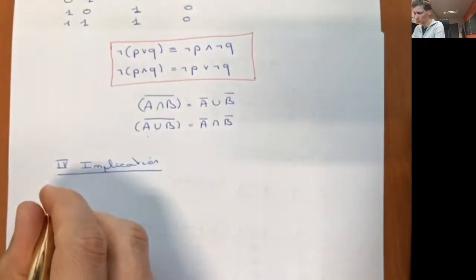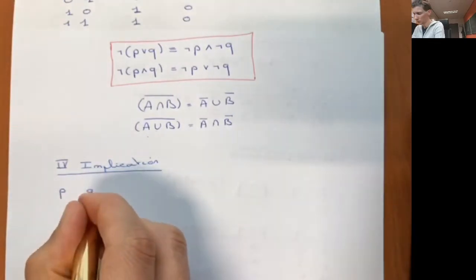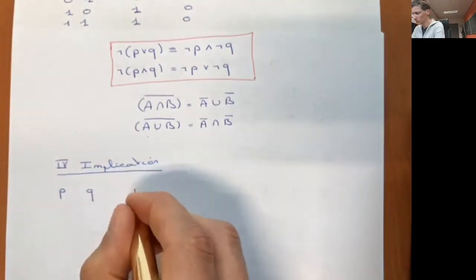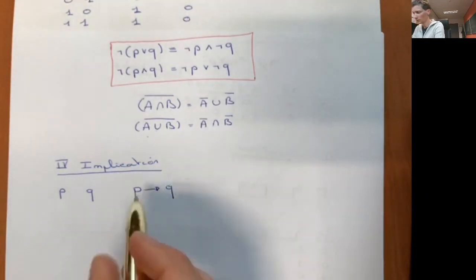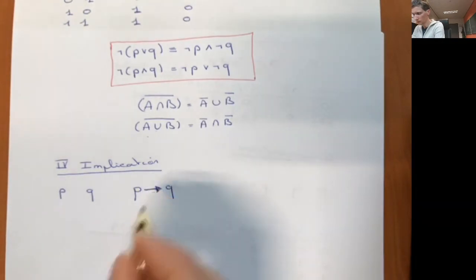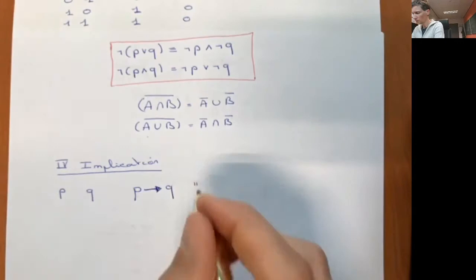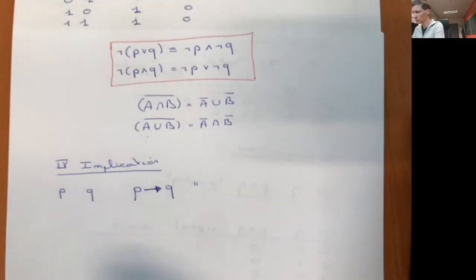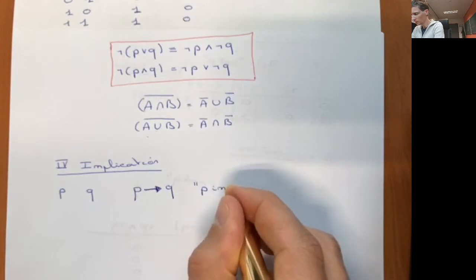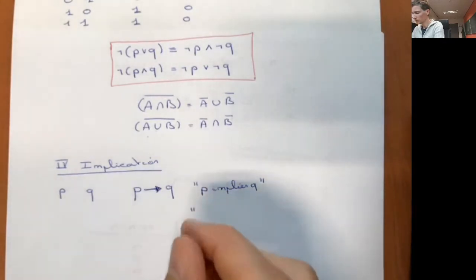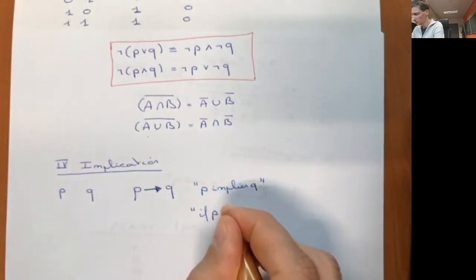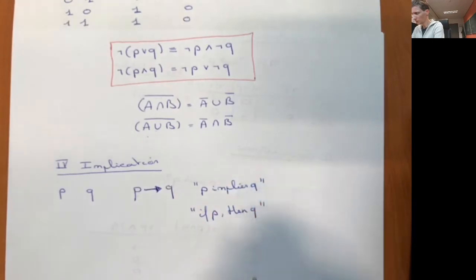So for implication, we start with the formula P, we start with the formula Q, and then we make a new formula, and you have a P and then an arrow from left to right. This is an arrow to Q. And in words, we say that P implies Q. And often in theorems and in texts, you also see the phrasing, if P, then Q.